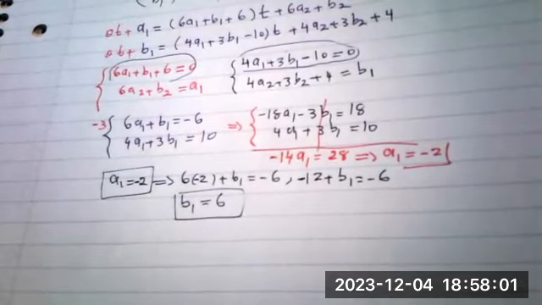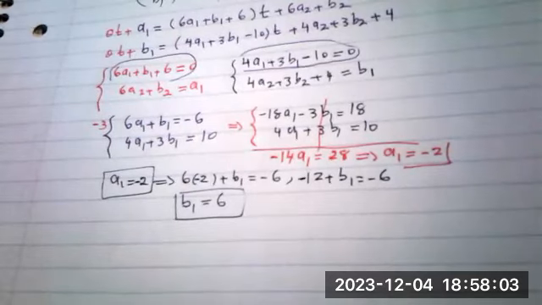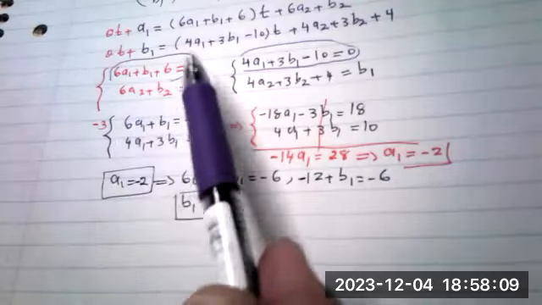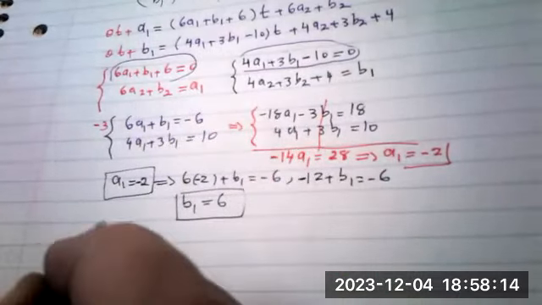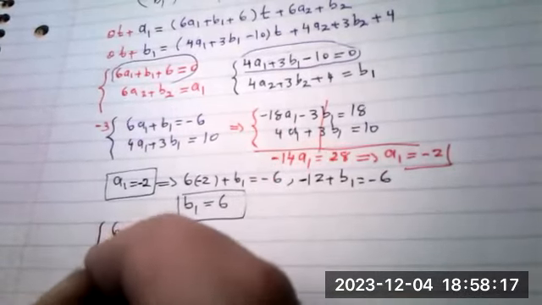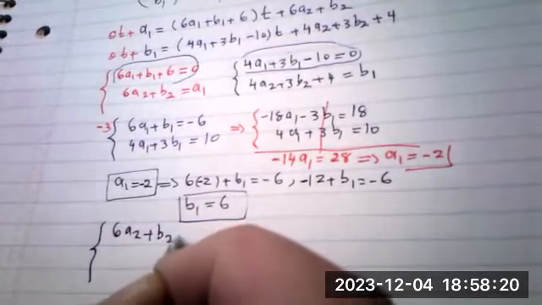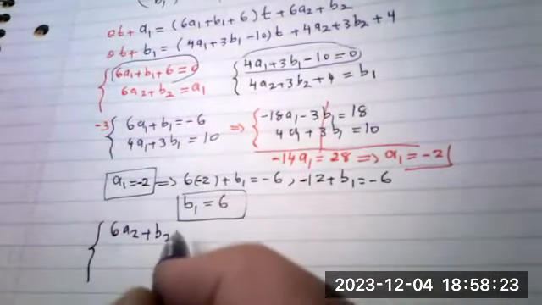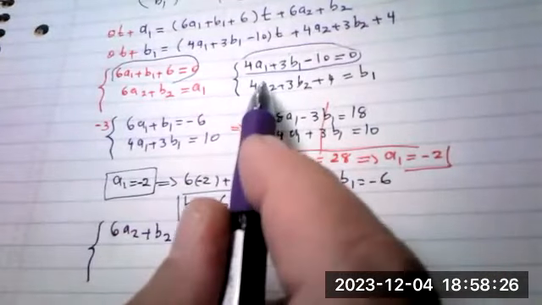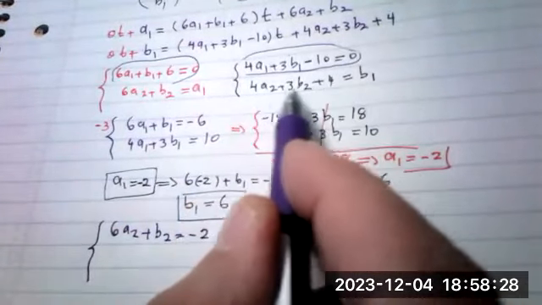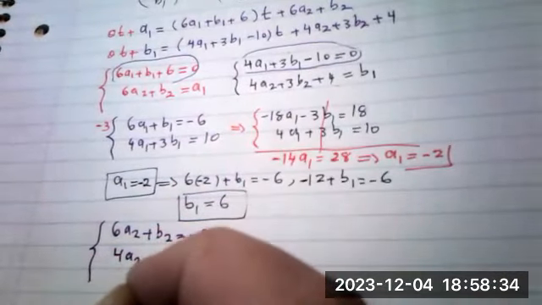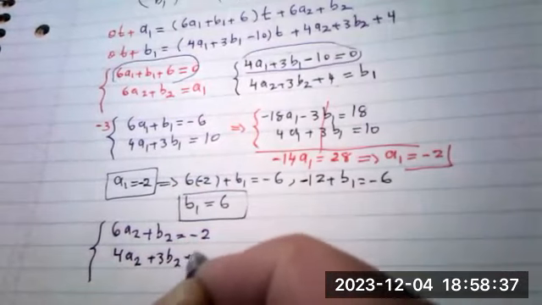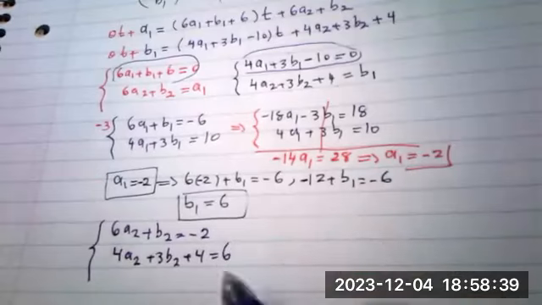We are not done. You have to go back. You substitute these 2 numbers into the remaining equations, and then you continue. So bring the second one. You see these are 2. So this is going to be the leftover. You have 6A2 plus B2 equal to A1. Now your A1 is negative 2. And the other equation that we left out is the second one: 4A2 plus 3B2 plus 4 equal to B1. Now you have the B1, which is 6.